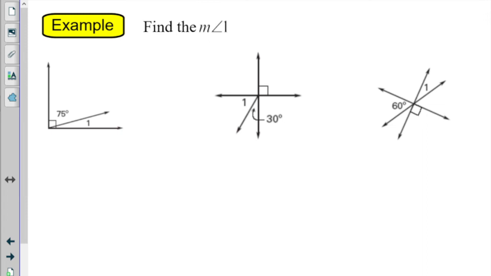Find the measure of angle 1. So these are all going to go quick. Here we go. This one. Well, those two angles make this angle, which is 90 degrees. So if those two angles make 90 degrees, that's called complementary, by the way. If those two angles make 90 degrees, I need to take 90 and take away the 75 that I already have to get the angle that remains, which is 15. Done.